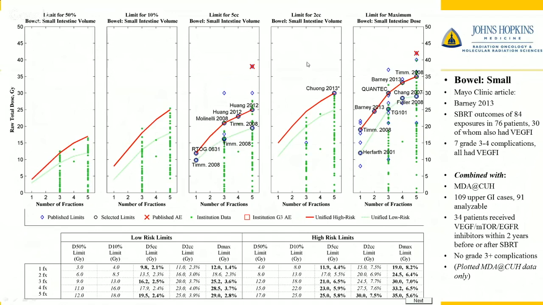And Emami picked 3. That stood the test of time, and they didn't just have one limit for each critical structure. They had 3 different volumes for each one.